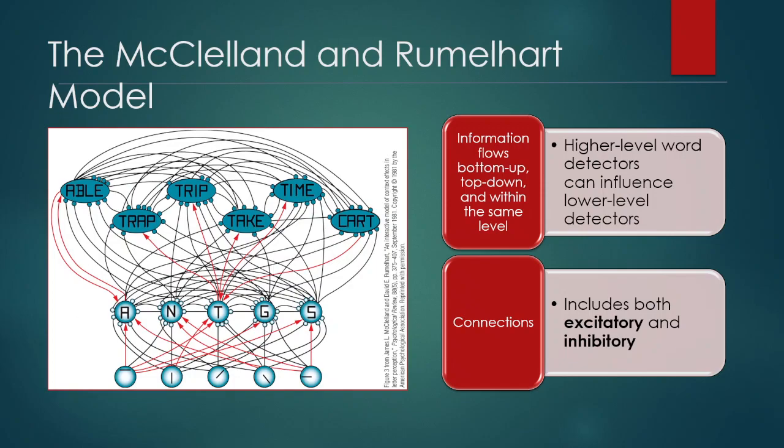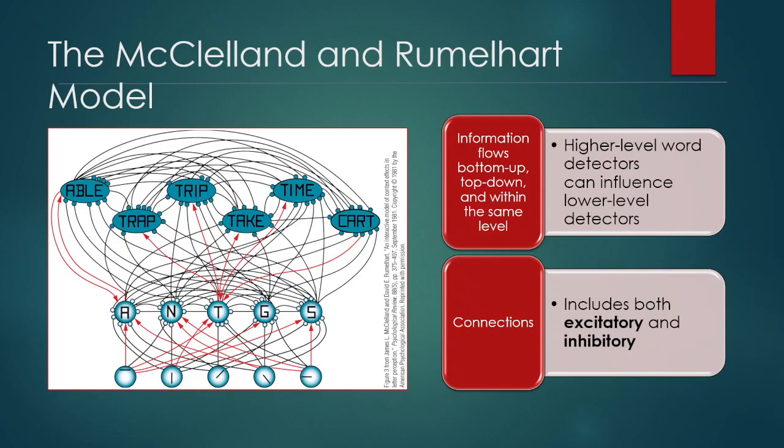You see those red arrows, those are indicating inhibitory connections, where for some reason, and I don't know exactly all the details on this particular diagram, but the A is red going up to the word able. The word able is red coming back to the word A, or the letter A. So they're sort of reciprocally inhibiting each other for some reason.